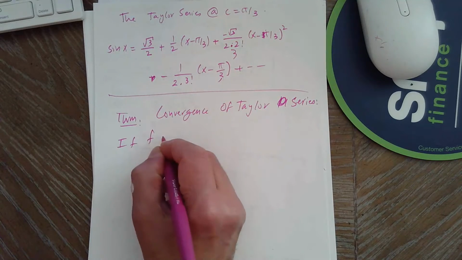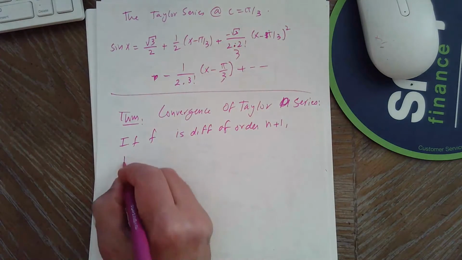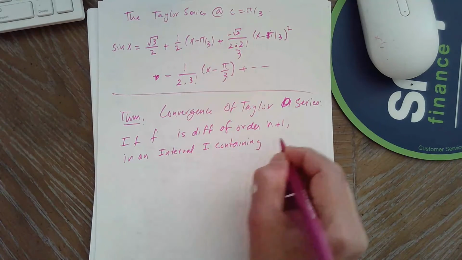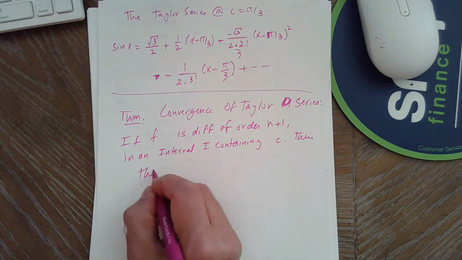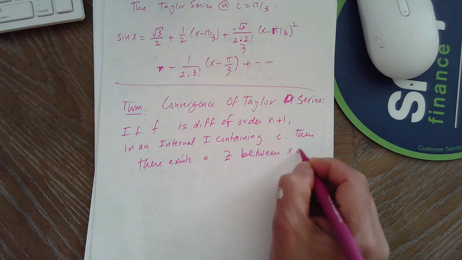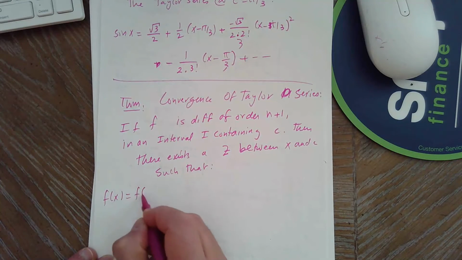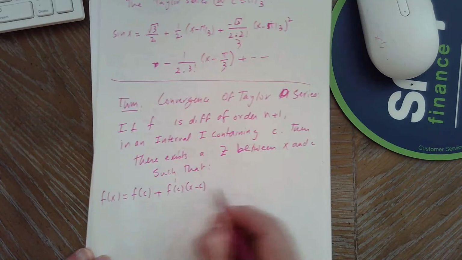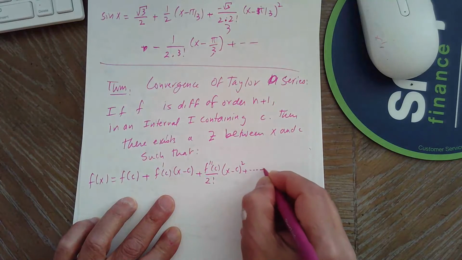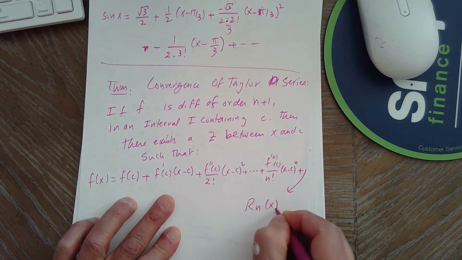Let me write it down. If f is differentiable of order n plus 1 in an interval I containing some number c, then there exists a number z between x and c, that's the mean value theorem, such that f of x equals f of c plus f prime of c times x minus c, the Taylor series, plus f double prime of c over 2 factorial times x minus c squared, plus the nth derivative at c over n factorial times x minus c to the n, plus what we call the remainder Rn of x.